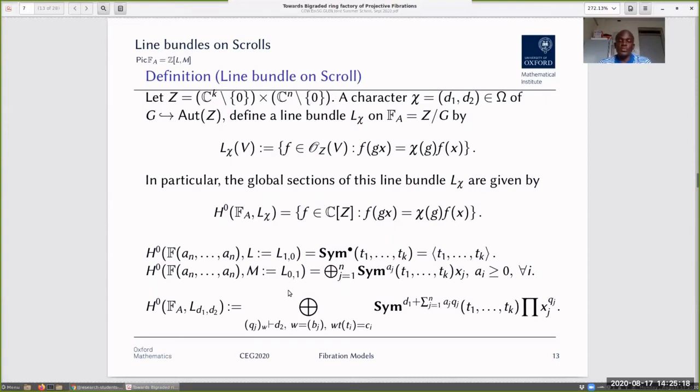obtained by getting the direct sum over weighted partitions of d2 with fixed weights b_j, and these are polynomials of degree this sum, remembering that all the t_i's also have weights c_i. Then we get the product over all weighted partitions of d2 of the x_j's.